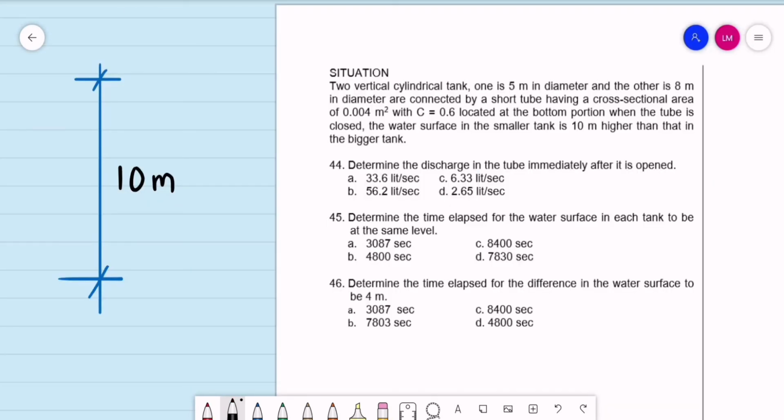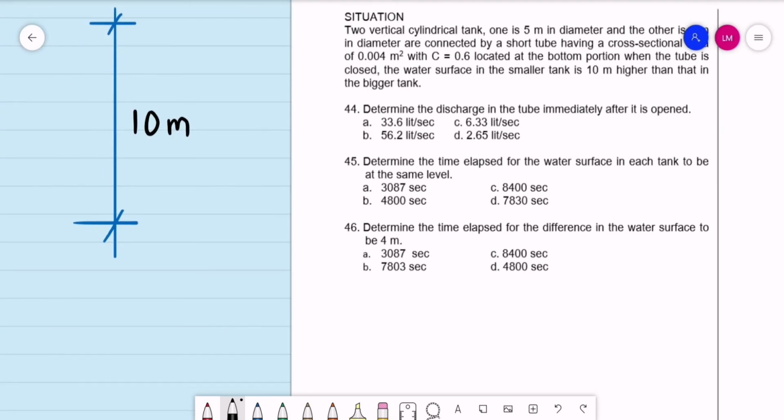Okay, so we proceed to problem 44 to 46. Two vertical cylindrical tanks, one is 5 meters in diameter and the other is 8 meters in diameter, are connected by a short tube having a cross-sectional area of 0.004 square meter. Yung C, or the coefficient of discharge, is 0.6, located at the bottom portion. When the tube is closed, the water surface in the smaller tank is 10 meters higher than that in the bigger tank. So number 44, determine the discharge in the tube immediately after it is opened.